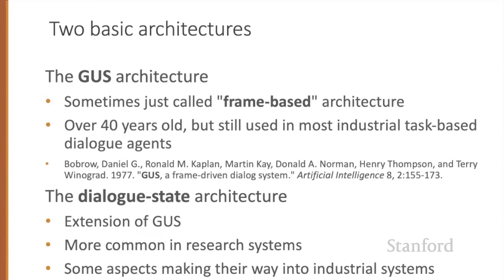It's common to distinguish two basic architectures for the frame-based task. The simplest, classic one, we'll call the GUS architecture after the paper that introduced it, focuses on a set of hand-built production rules for filling frames and taking actions. It's more than 40 years old, but still used in most industrial task-based dialogue agents. An extension of the GUS architecture, sometimes called the dialogue state architecture, is more common in research systems, and some aspects are making their way into industrial systems.